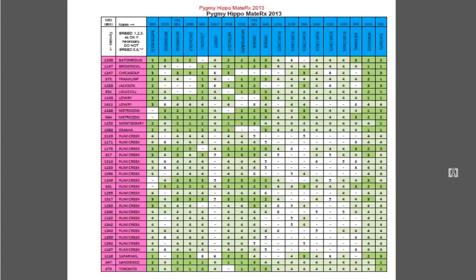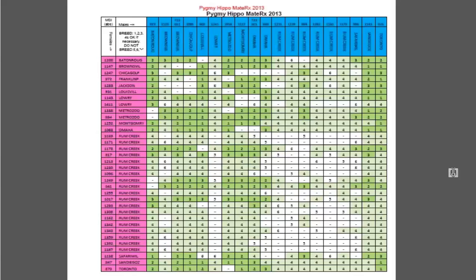So now I'm just going to outline some precautions that should be taken when you're using the MateRX. First of all, unknown sex animals are not included in the MateRX analysis. So it's encouraged that unknown sex animals have their sex determined and recorded in the studbook so that they can be included in the analysis.